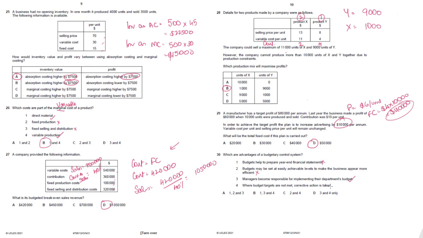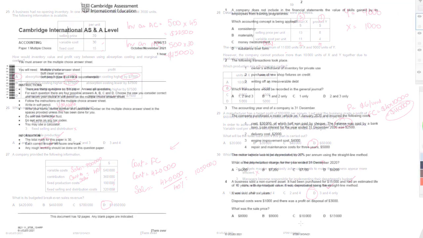When budget targets are not met, corrective action is taken. Yes, at the end of the year, end of the period, you can compare the actual performance with the budgeted performance, and wherever required, corrective action is taken. So 3 and 4, 30D. So that completes paper number 12.